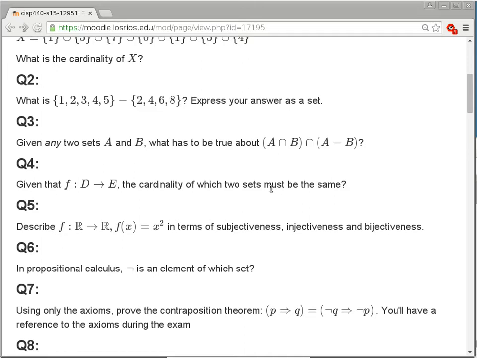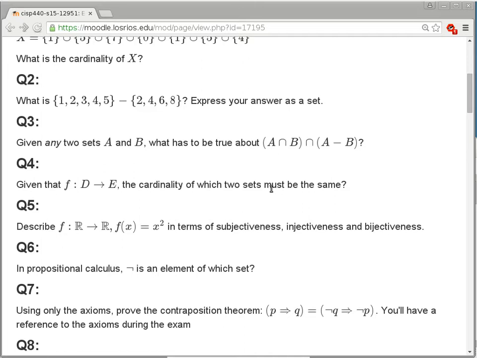Now the 2 that are really obvious are the domain and the codomain. But the function itself as a mapping is also a set. It is a set of 2 tuples, picking one element from D and picking one element from E. Right? So that really is our third set. So when I ask which 2 must have the same cardinality, which two do you think must have the same cardinality?